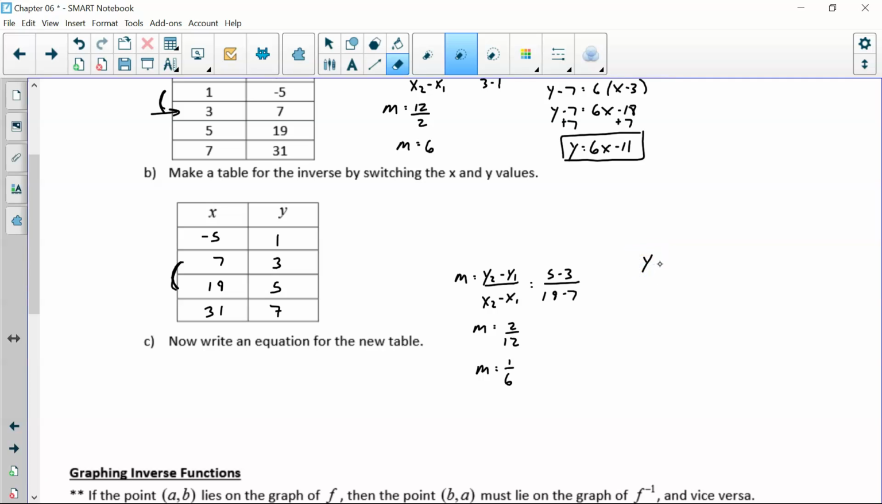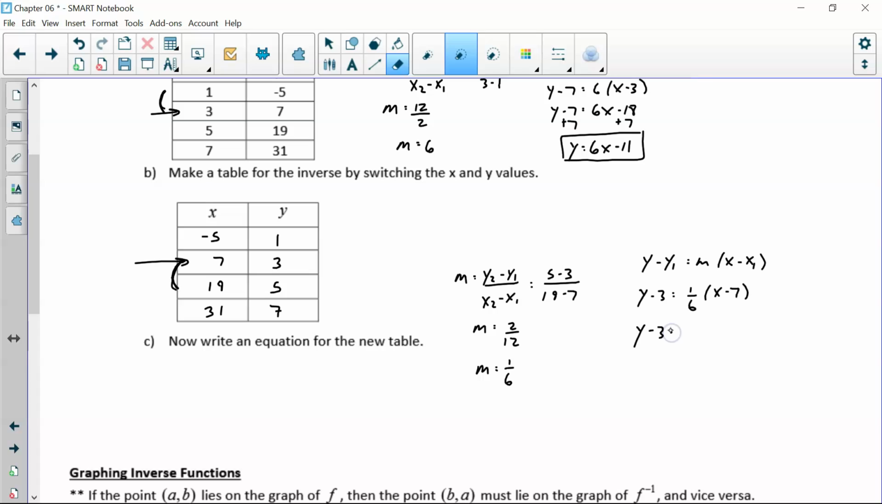Using that point slope form, y minus y1 equals m times x minus x1. So using the point 7, 3. So y minus 3 equals 1/6 times x minus 7. It doesn't matter which point you pick. You'll get the same answer in the end.